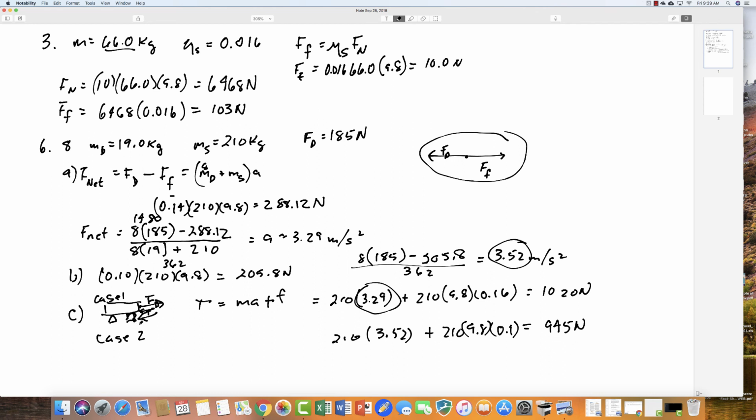And so let me see if I can draw this a little better so you can see what I'm talking about here. Basically you have a force in this direction that's causing the acceleration, and you have the friction, and that's going to be opposed by the tension. And so the tension is going to be the sum of these two forces. And that's how we come up with this equation.